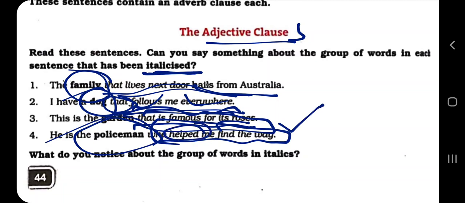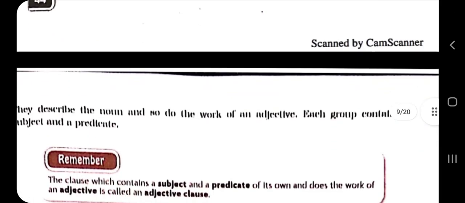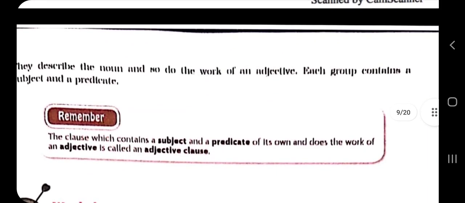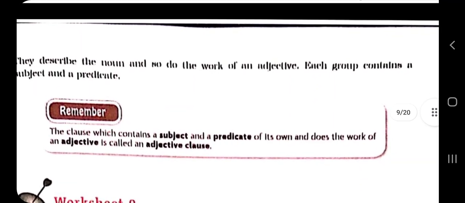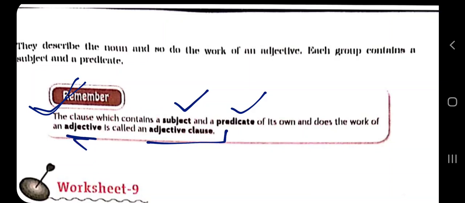Since it has both a verb and subject, or we can say it has both a subject and a predicate, adjective clauses are the clauses which act as adjectives in a sentence. They describe the noun and so do the work of an adjective. Each group contains a subject and a predicate. Remember, the clause which contains a subject and a predicate of its own and does the work of an adjective is called an adjective clause. Fair enough, simple enough, I guess.